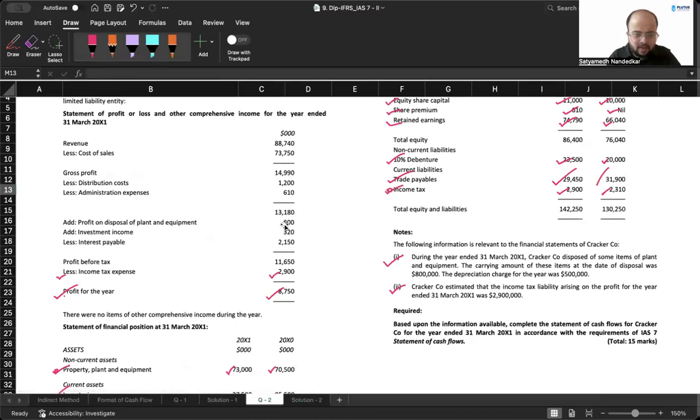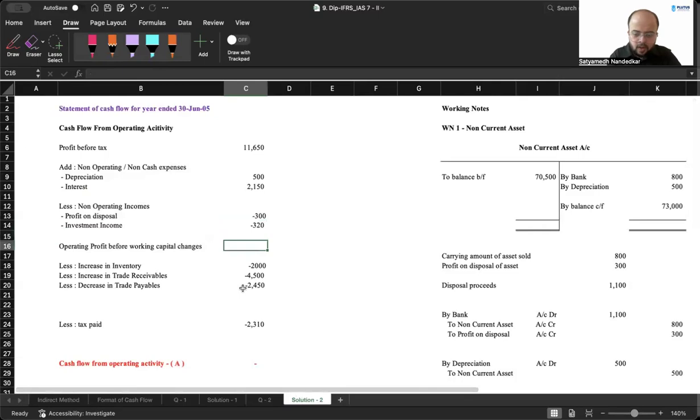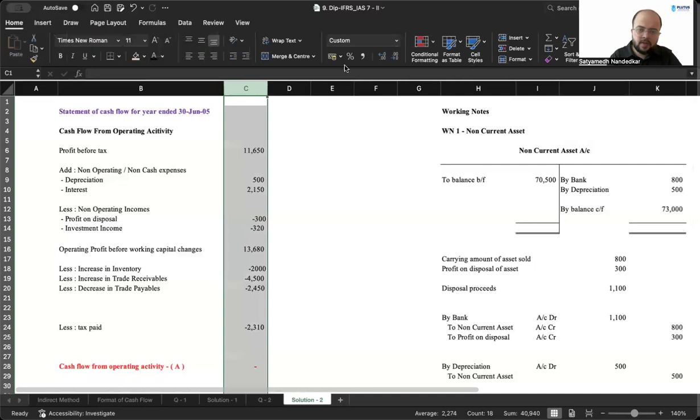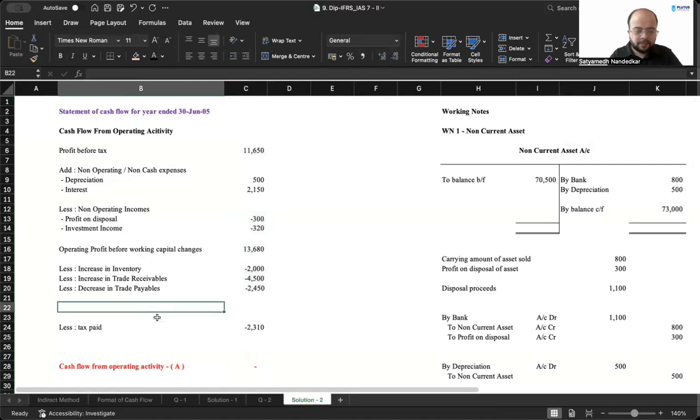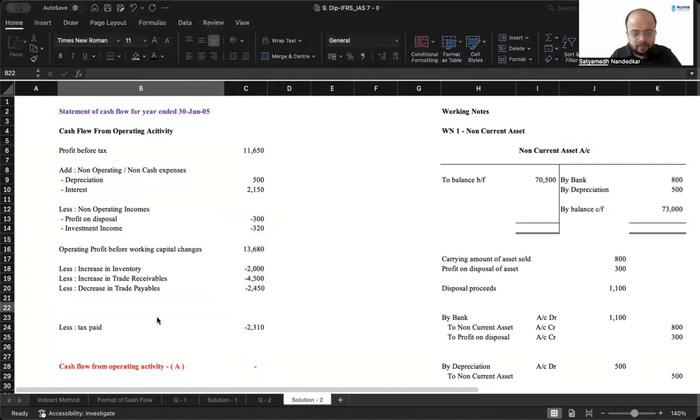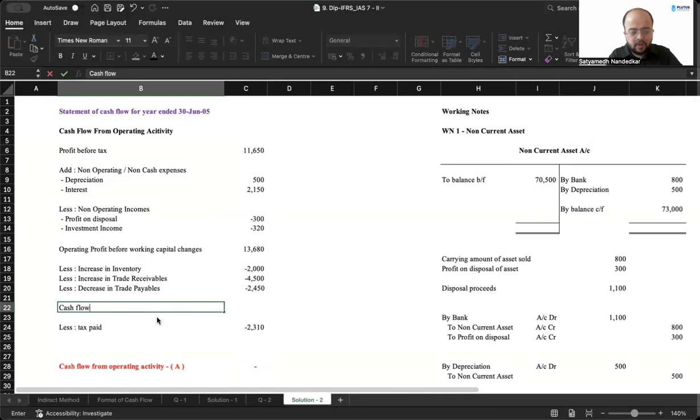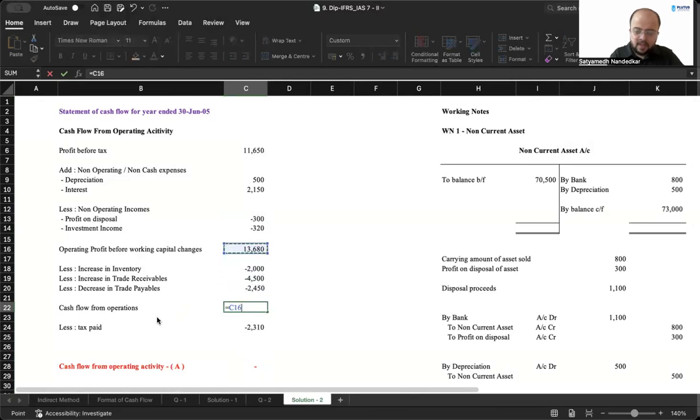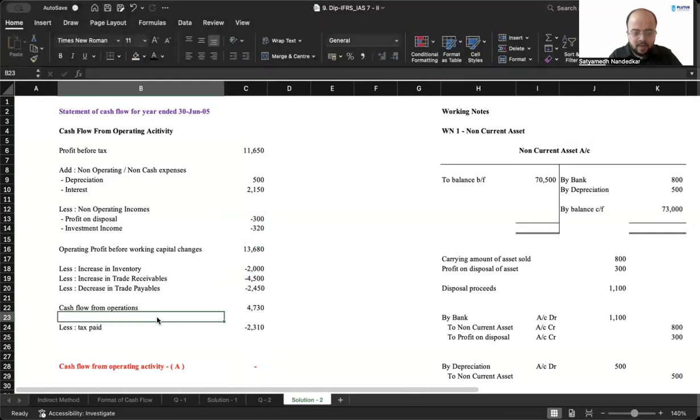Profit on disposal you have considered. You will arrive at operating profit before working capital changes, 13,680. So after that, what do you have? You will get your figure of cash flow from operations. How much would that be? 13,680 minus this, minus this, minus this. 4,730. Now, tax paid you have already written.